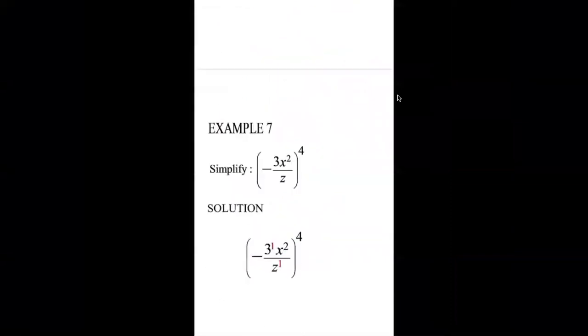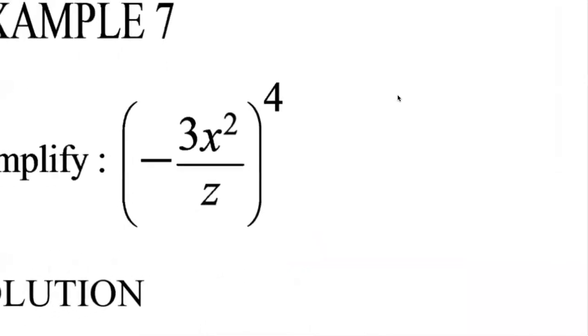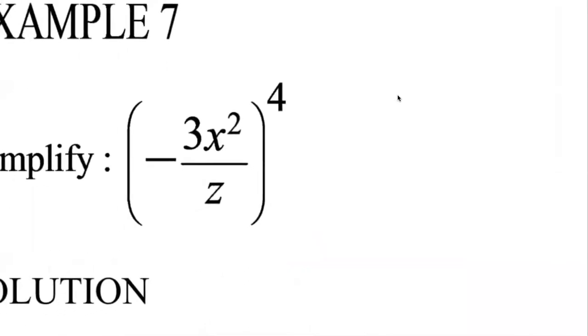All right, last one. This one kind of combines a little bit of everything that we've done so far. You can see here we have to deal with division, and we also have an exponent on the outside, and we've got a negative in here as well. So we're gonna have to watch out for all of those.